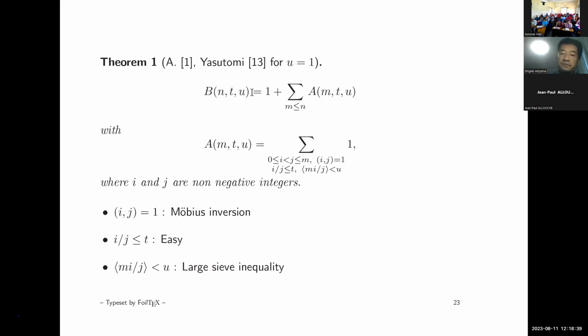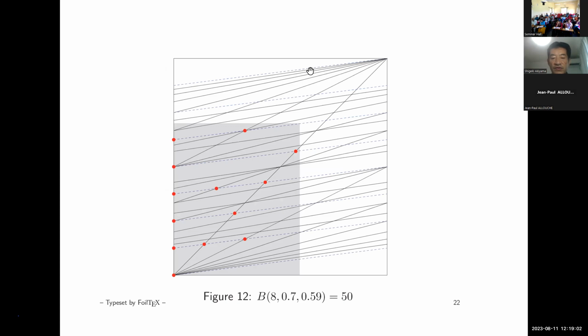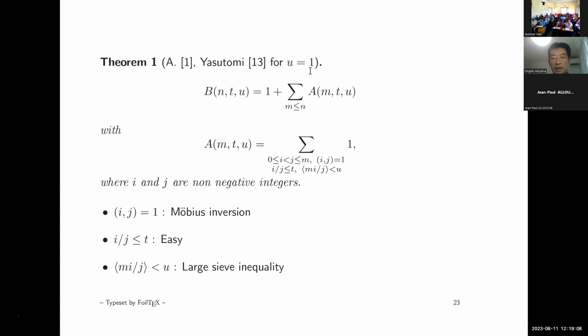This is the number of balanced words, which has been computed in history in many ways, but this one is a really geometric and nice way. And our target: Yasutomi gave the case where the intercept does not exist, and I introduced this t and u and computed this number, but this is just a continuation of his paper.